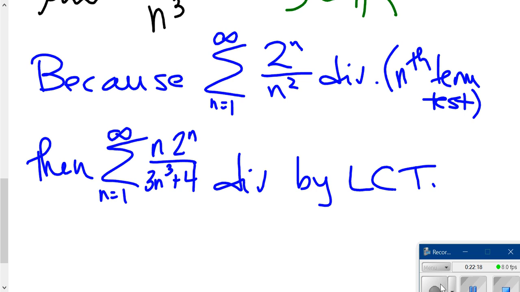And we should conclude our work on this with a nice sentence, something along these lines, right? Because the one I was using as my comparison was divergent and reason, then the one that I'm looking at also diverges, also behaves the same way due to limit comparison test.